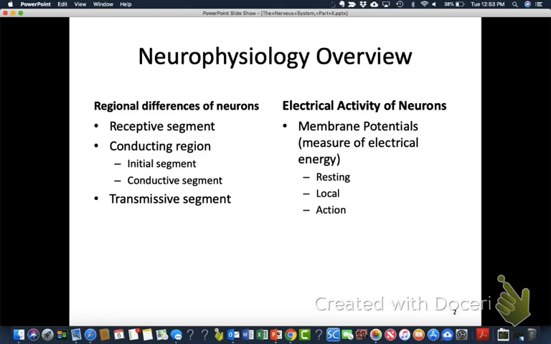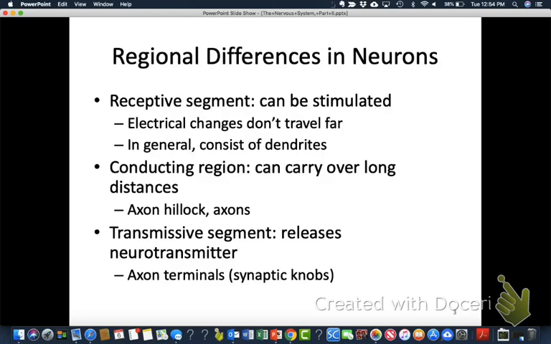to be secreted. The parts of those different regions of the neuron that matter are the membranes, and those membranes create electrical potentials, and any part of the neuron can have a resting membrane potential, but we're going to see regional differences other than that. So the local potential occurs at the receptive region, and the action potential runs down the axon.